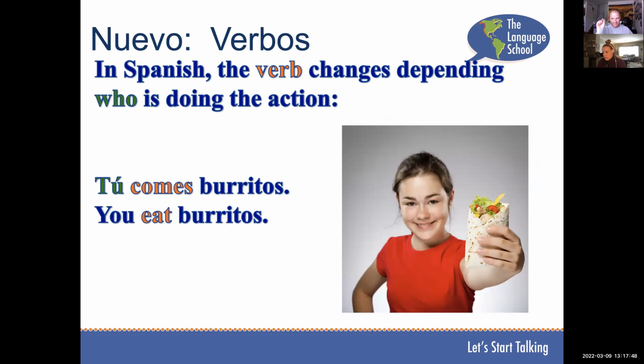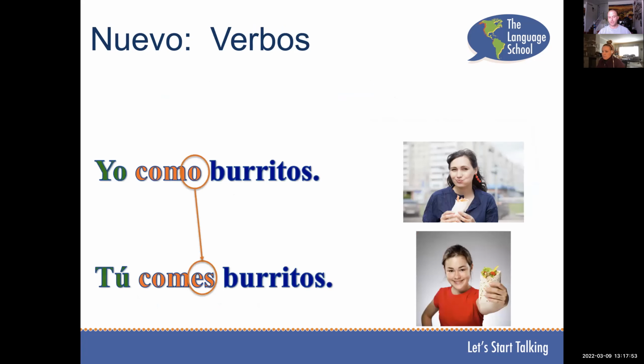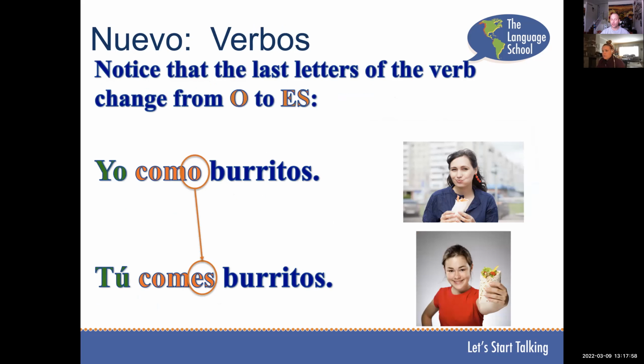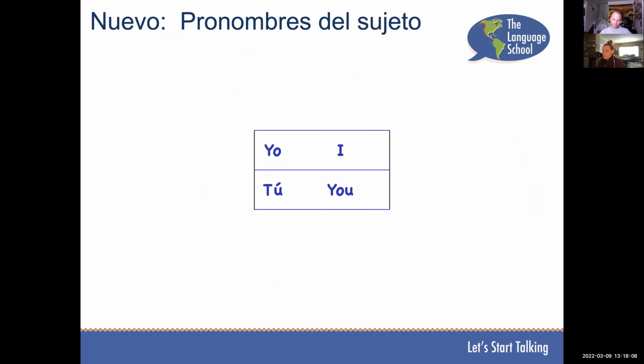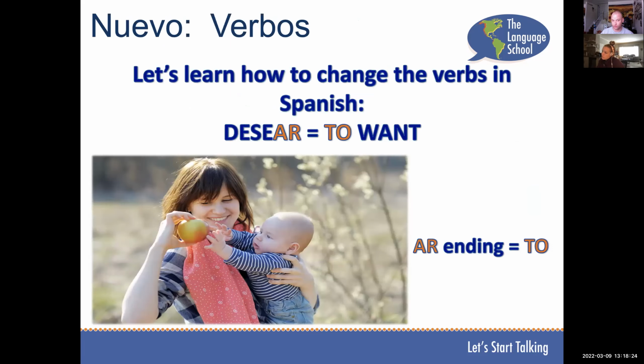So in Spanish, the verb itself is going to change depending on who is doing the activity, right? So this is what we're looking at here. Yo como, tú comes, right? That O changes to ES here. And that's the conversational exchange that's going to help you start speaking Spanish with confidence. So if I want to say I, I say yo. If I want to say you, I would say tú. However, these words are optional in Spanish because the verb itself changes. You don't actually have to say yo or tú.